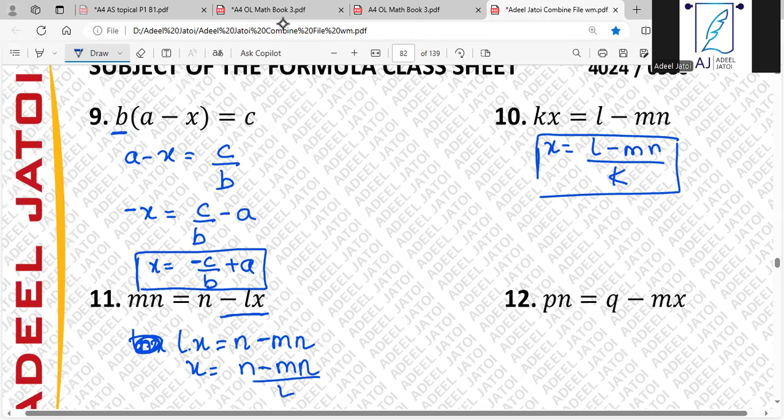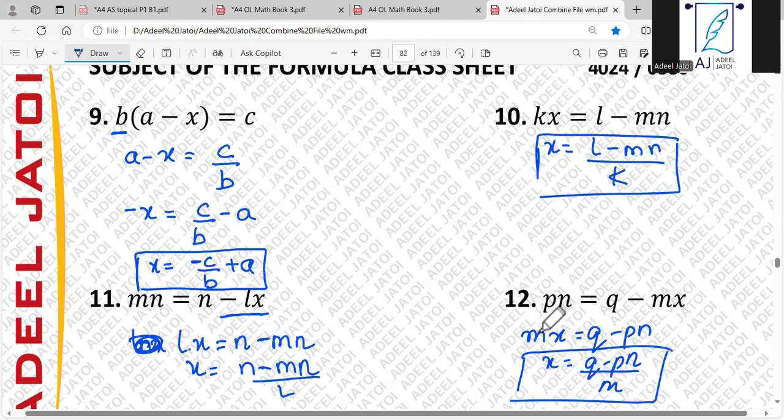Last part, X to be made subject. So we can just change it on the other side. Mx is equal to Q minus Pn. Your negative Mx becomes positive, and your Pn will become negative, right? So what we can do is, M is being multiplied, so it will be divided again. So X becomes Q minus Pn upon M.